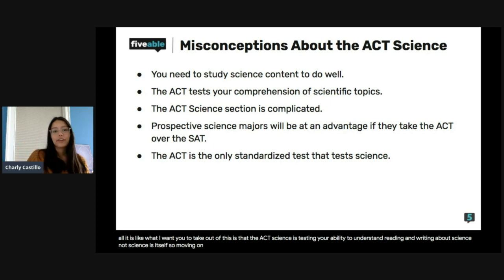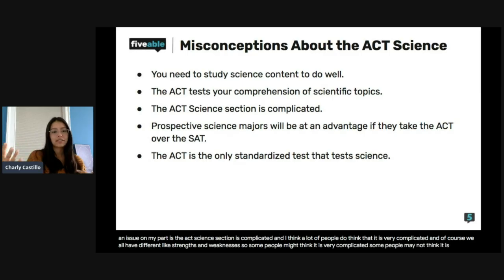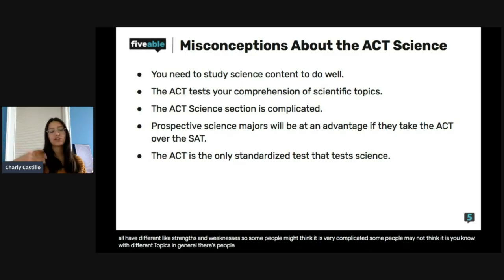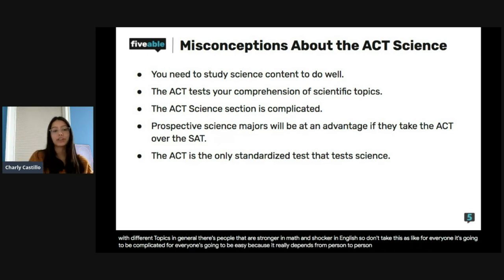So moving on, our third misconception, just going to check the chat really quick, and I don't see anything, but that could just be an issue on my part, is that the ACT Science section is complicated. And I think a lot of people do think that it is very complicated. And of course, we all have different strengths and weaknesses. So some people might think it is very complicated, and some people may not, with different topics in general. There's people that are stronger in math and stronger in English. So don't take this as for everyone it's going to be complicated, and for everyone it's going to be easy, because it really depends from person to person and strength to strength.